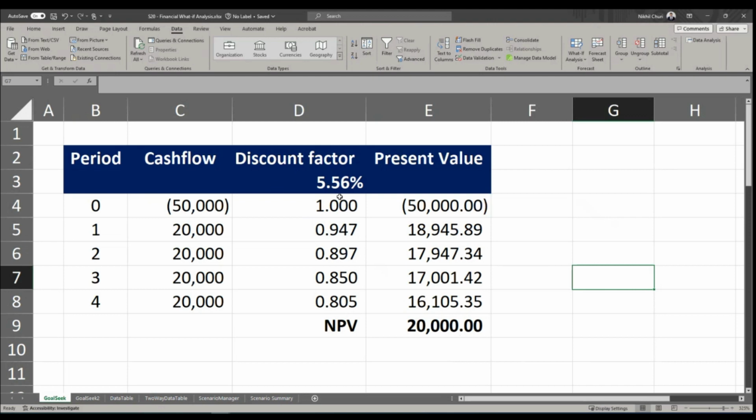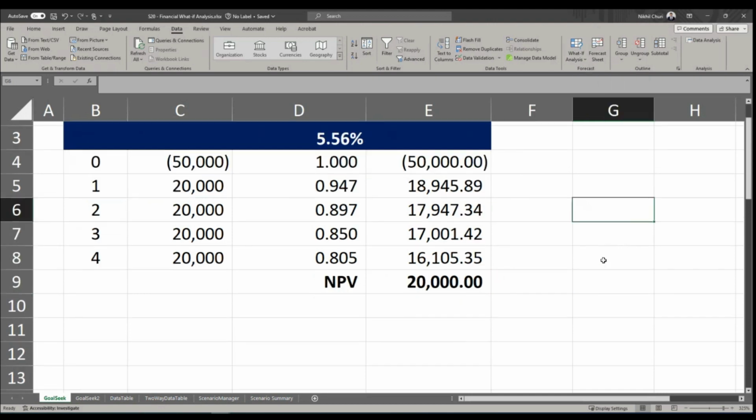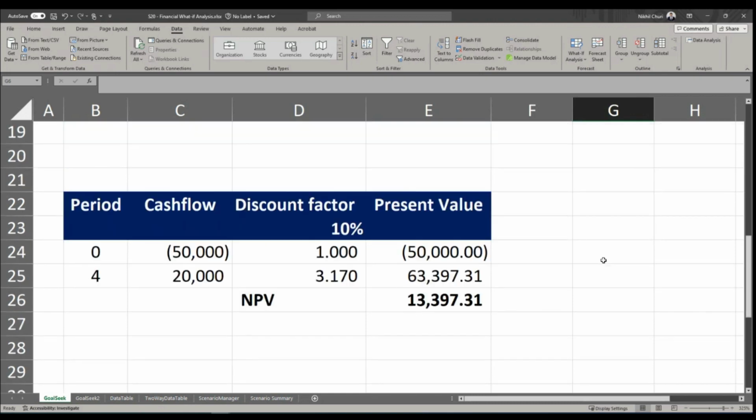Suppose now your goal is to keep the discount factor same as 10% and play with the cash flow and same time period, that is 4 years, and you still want to get the net present value NPV from 13,397 to 20,000. So yeah, we can do that as well using the same type of analysis. And for that, let's scroll down. And again, I have listed the same thing.